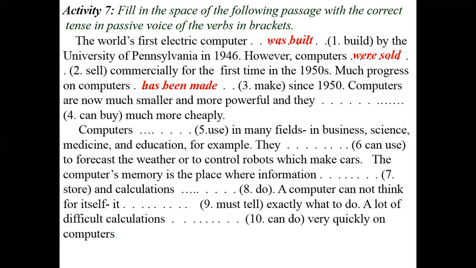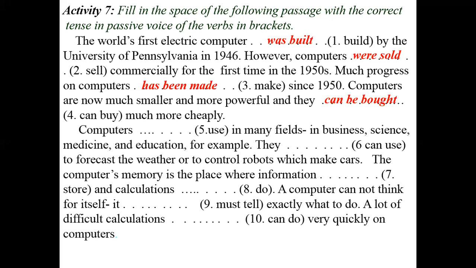How about number 4? Computers are now much smaller and more powerful, and they can buy. They here is mentioned computers, and can is the modal verb. So as I said to you before, can is the modal verb, and the modal verb in passive: you can use modal plus be plus past participle. So number 4 will become, yeah, can be bought. And how about number 5?